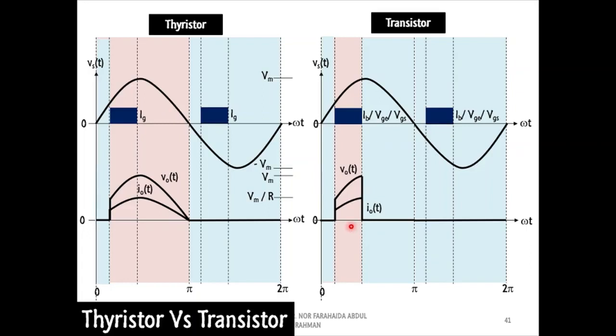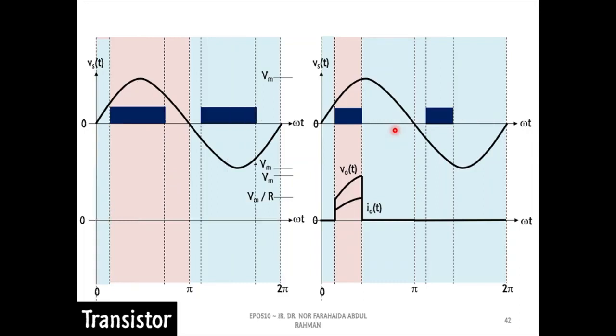Based on this waveform, we can see that unlike thyristors, transistors will switch from on state to off state once the gate signal is removed or equal to 0. Hence, we can say that transistors depend fully on the gate signal to remain turned on. Therefore, when we extend the width of the gate signal, we can have these following output voltage and current waveforms.